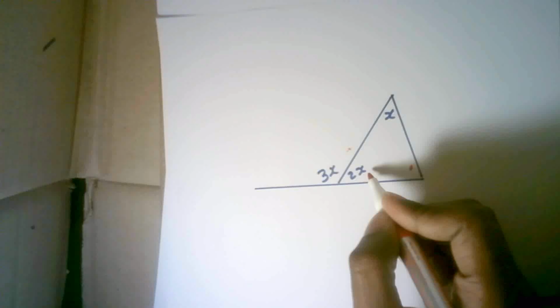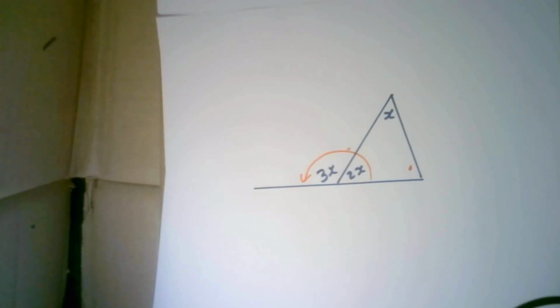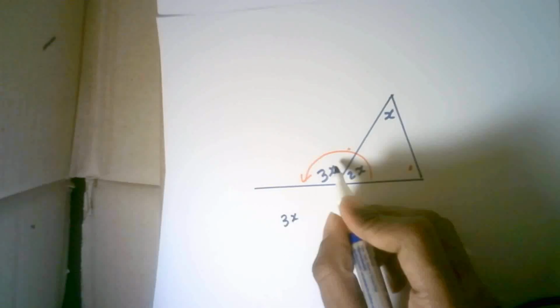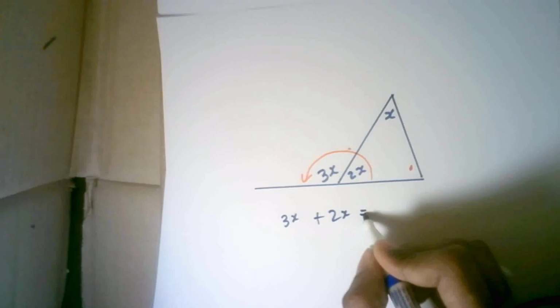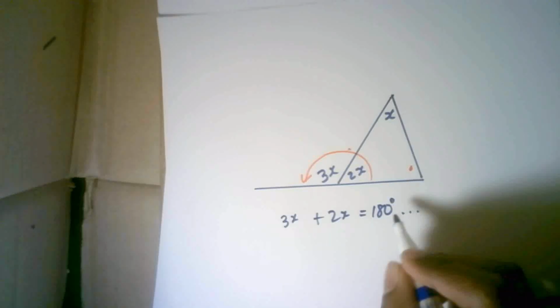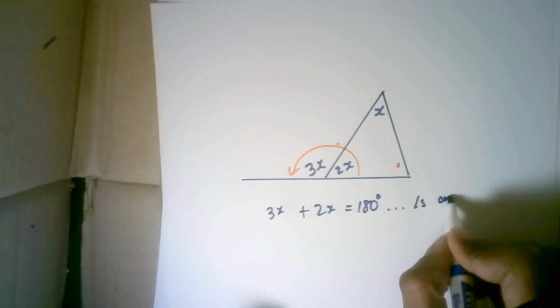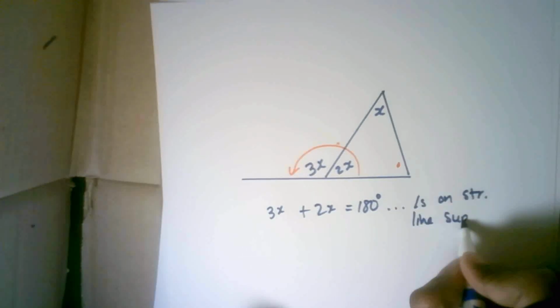But if I look at this, I can clearly see that these are angles on a straight line, something that we looked at in grade 8. So angles on a straight line are supplementary. So I can take 3x, that's this angle on the left, plus 2x, that's the angle on the right, and it's equal to 180 degrees. And the reason for that is angles on a straight line are supplementary.